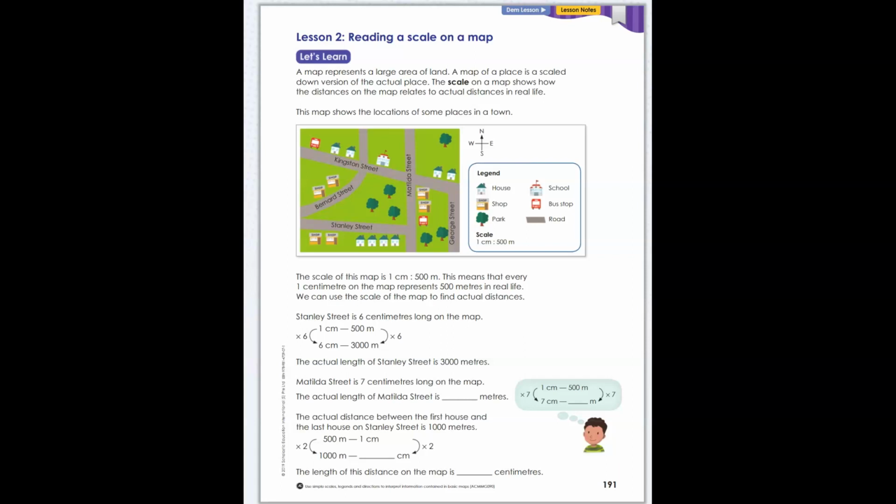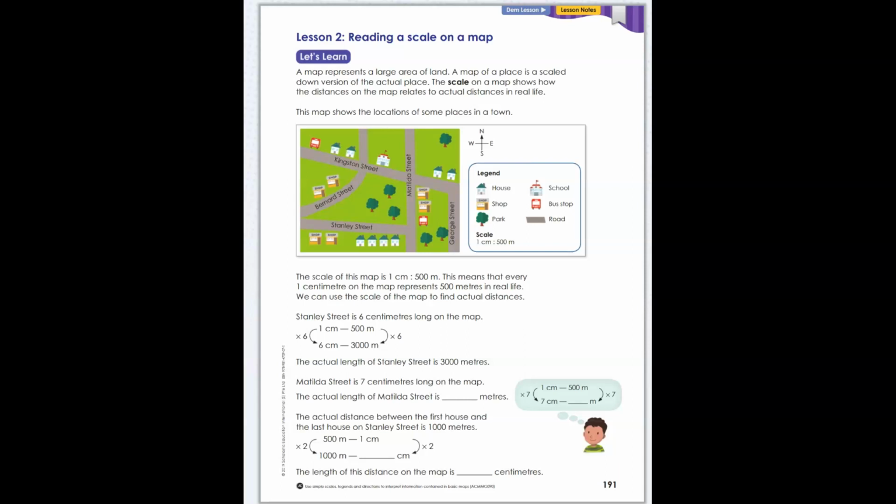All right, today we're reading a scale on a map. So we're going to learn. Let's read together. A map represents a large area of land. A map of a place is a scaled down version of the actual place. The scale on a map shows how the distances on the map relate to actual distances in real life.